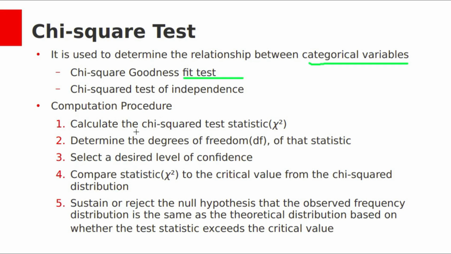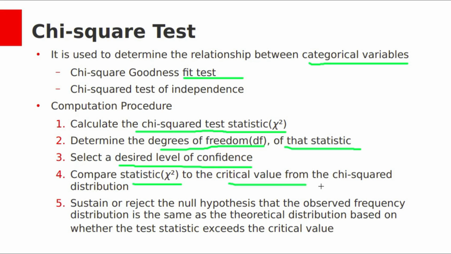First we need to calculate the chi-square test statistic, then determine the degrees of freedom of the statistic. Third, select the desired level of confidence. Compare the test statistic with the critical value and decide whether to reject or not reject the null hypothesis based on this critical value. It is very similar to our previous tests, z-test and t-test.